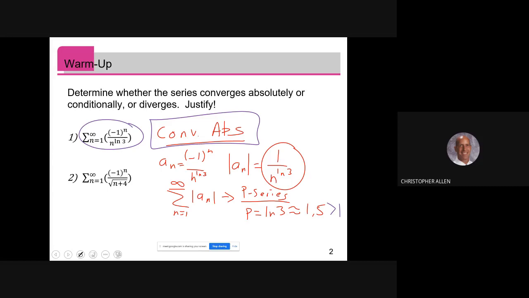Okay, good. So I mentioned some key things there. I mentioned AST, which is the alternating series test. And Mason mentioned P-series. So, okay, good. How about number two? Anybody get number two?